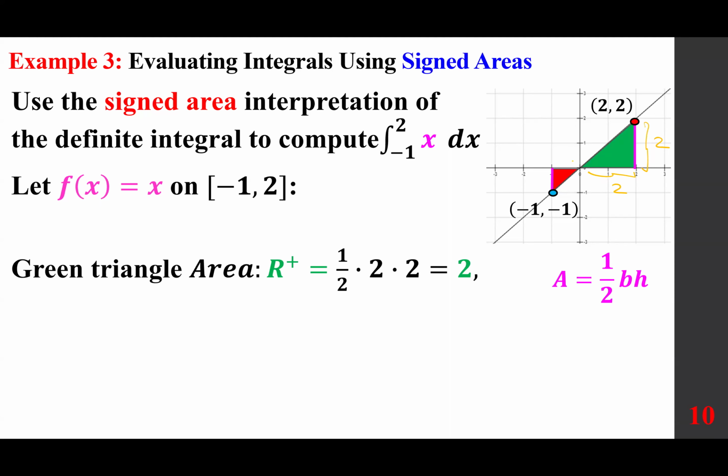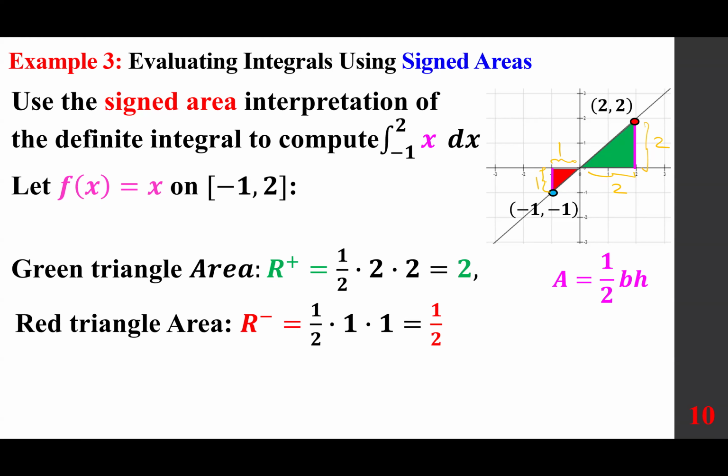Now, this distance is 1, this distance is 1. So the area for the red one is 1/2 times 1 times 1. Therefore, this integral that represents the difference of areas would be the area of the green, 2, minus the area of the red, 1/2, and that gives us 3/2.